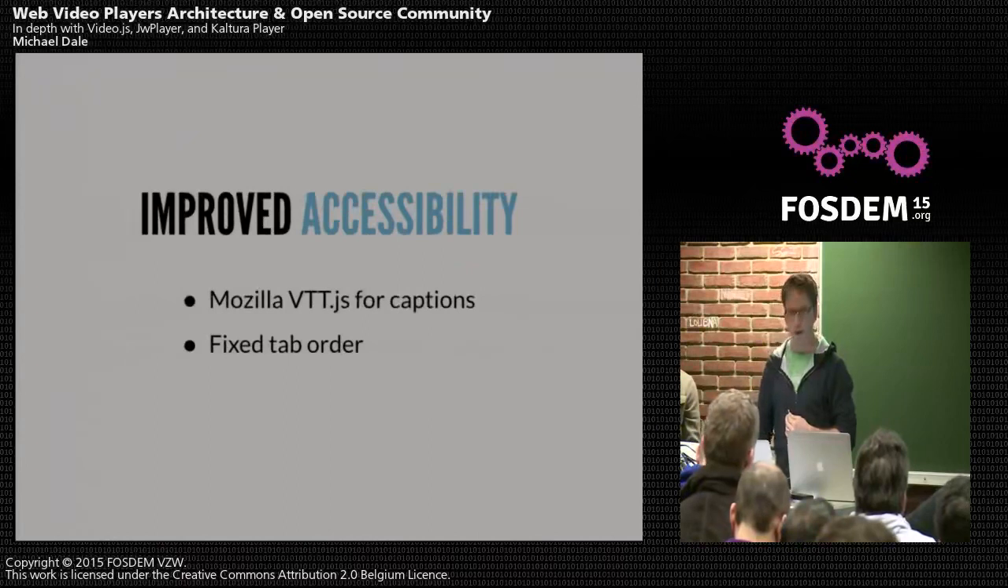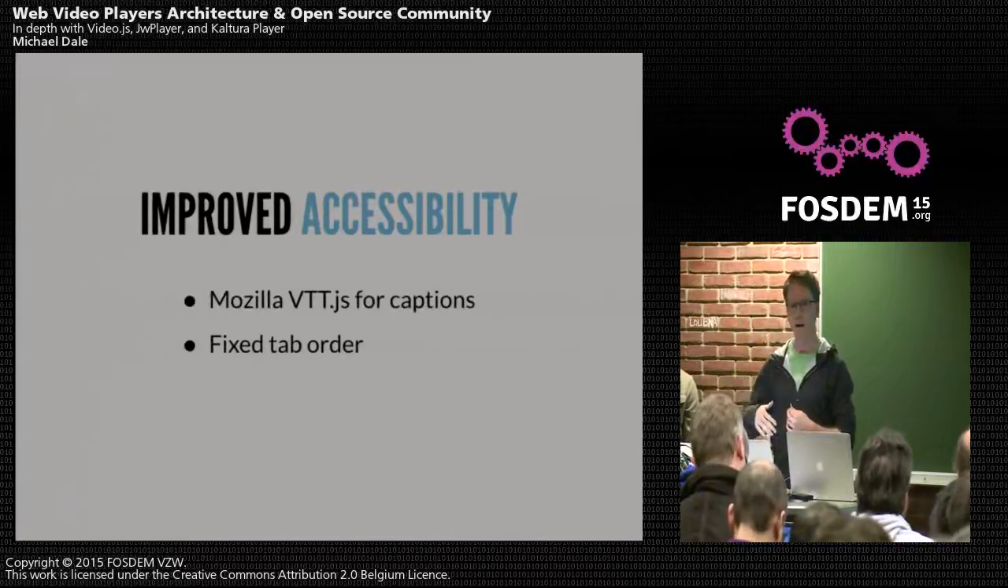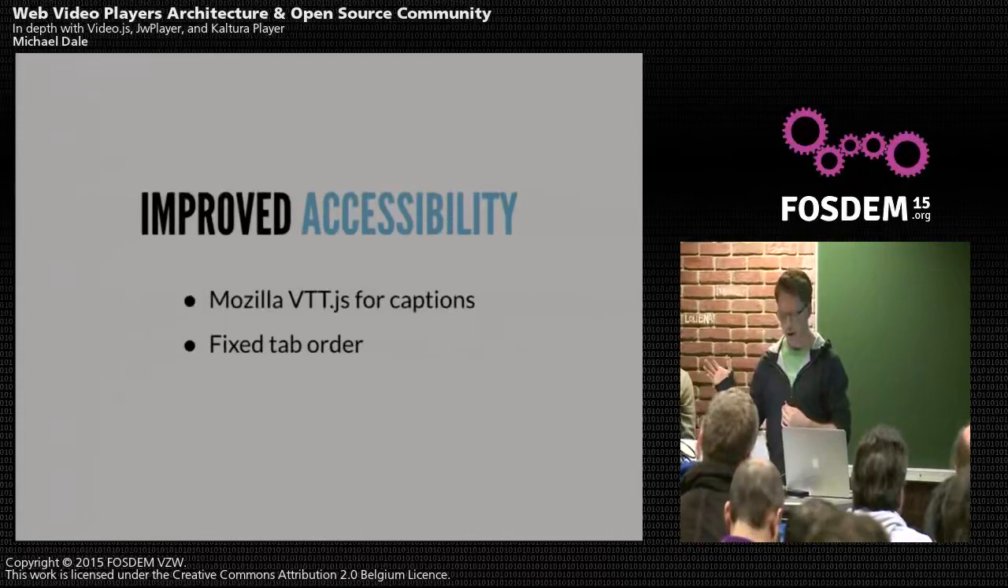Improved accessibility. There's been a lot of talk around accessibility in video players lately, and we've certainly heard that and been stepping up our game in that area. For one, we've integrated with Mozilla's VTT.js project, which is a very awesome implementation of VTT captions in the browser. It's the same library that's used inside of Firefox to display the captions, and so we're using that in the player as well. And then just a minor fix, we fixed the tab order. It used to be that you would tab through the controls in Video.js and they would go in any random order, and we've fixed that. It's now cleaned up.